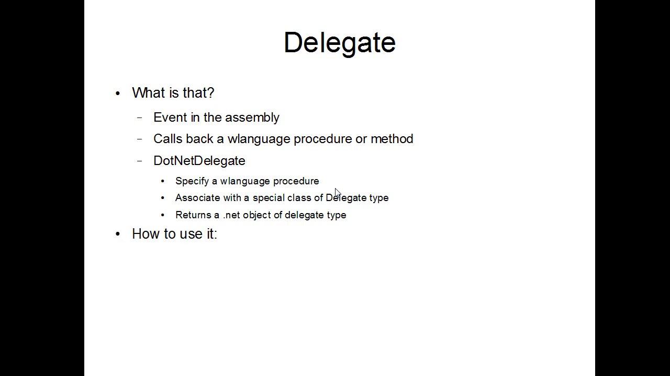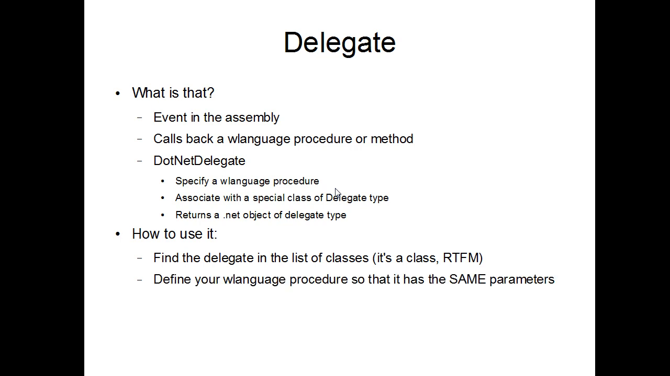So how to use it? Well, the first thing to do is to find the delegate in the list of classes. It is a class, and again you need to read the manual. It is inside the documentation. There's no other way to know what's what. You need to read the whole documentation of the assembly you're using. Then you need to define your W language procedure so that it has the same parameters as the class in question. And again, you need to read the manual to know what this delegate is going to send you back.